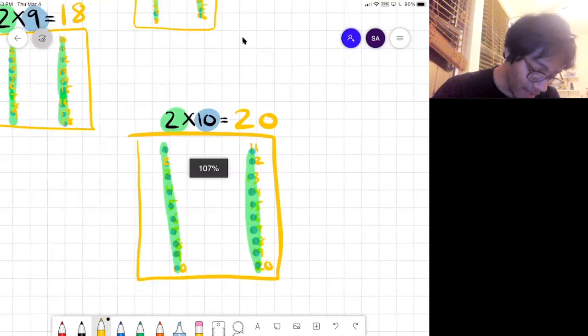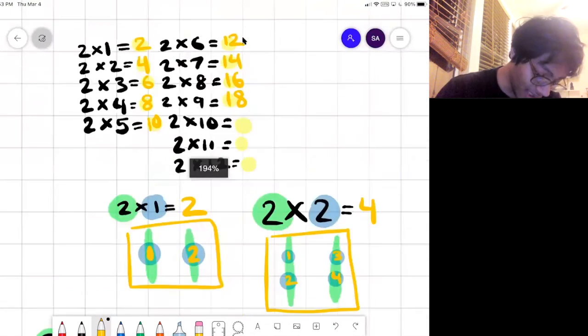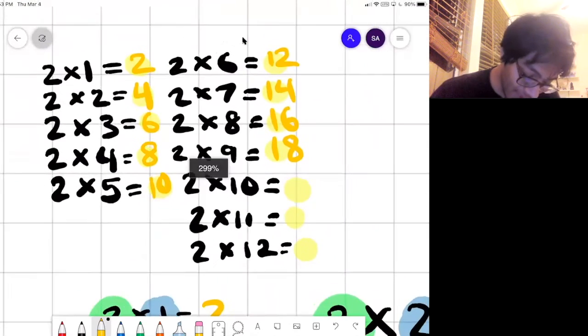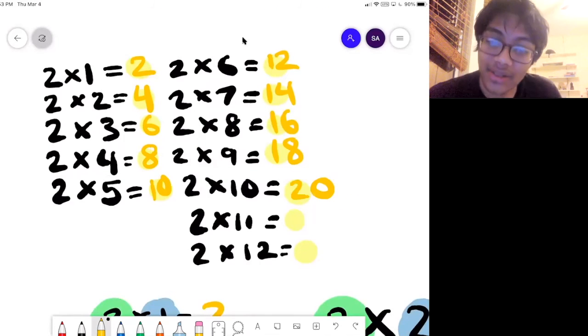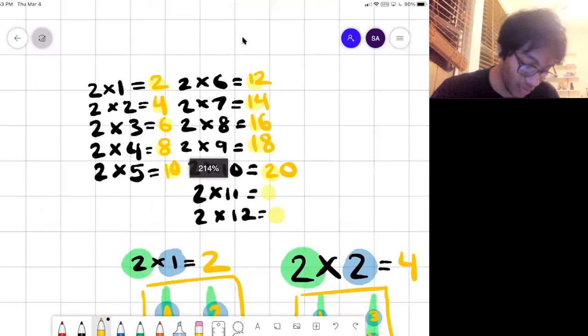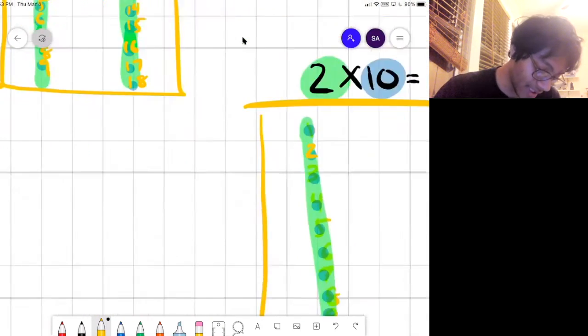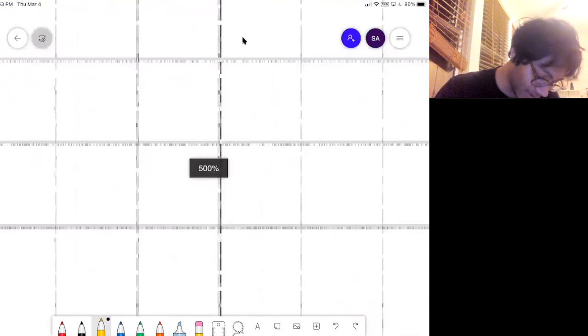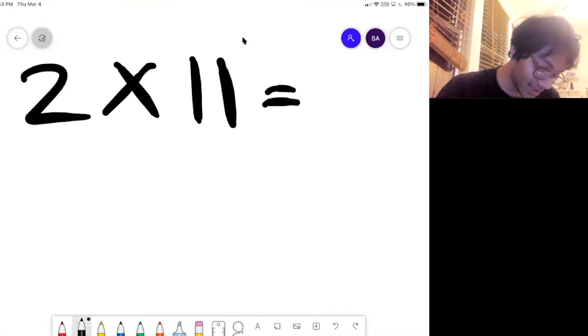So I can go back to my table, make this big and write down 2 times 10 is equal to 20. Now let's do 2 times 11. So go all the way down, and we got some space right here. So let's do 2 times 11. So what does this mean?